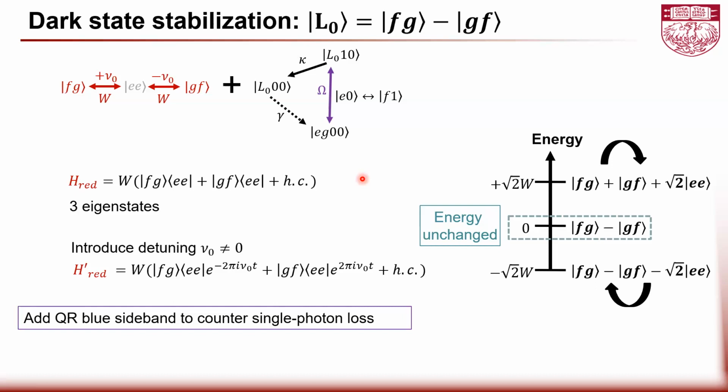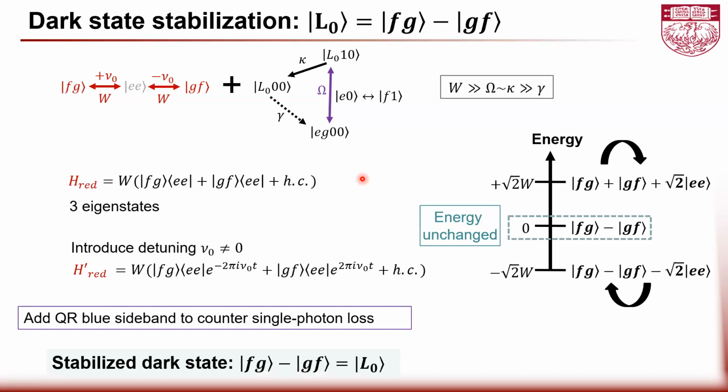For example, here, if a single photon loss happens to the first transmon, the L0 state will decay one photon and become EG. The EG00 state, under the interaction E0 to F1, will oscillate with L010. Now, the photon excitation in the first resonator will decay very quickly at rate kappa and finally stabilize to L0 in the end. So that completes the error correction cycle. If the QQ sideband rate W is a lot larger than the QR sideband rate omega, and all of the rates here are much faster than the single photon loss rate in the transmon gamma, we can stabilize one of the logical bases, L0.